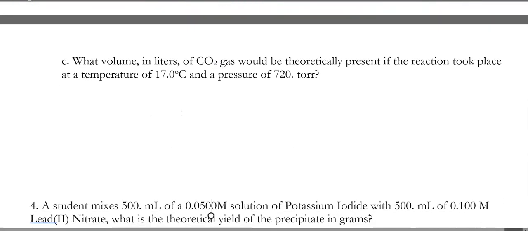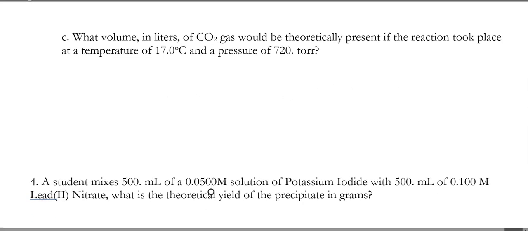Now it's asking us, all right, now we're going to say we're not at STP anymore. What volume in liters of CO2 gas would be theoretically present if the reaction took place at a temperature of 17 degrees Celsius and a pressure of 720 torr? Now if we think about this, we have a gas. It's not at STP, so we can't use 22.4 liters.